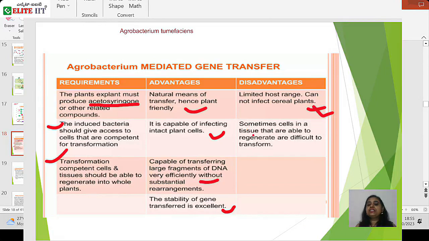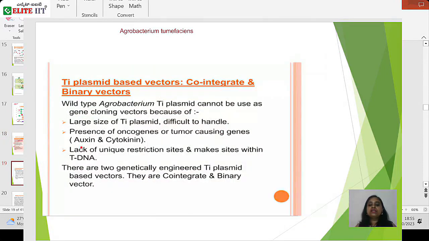Sometimes cells in a tissue that are able to generate are difficult to transform. Transformation is slightly difficult. In this case, TI plasmid based vectors, co-integrate and binary vectors. Two types of vector are possible. Okay, co-integrate and binary vectors.